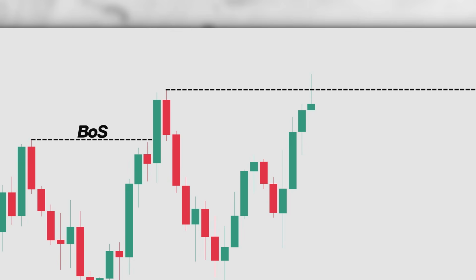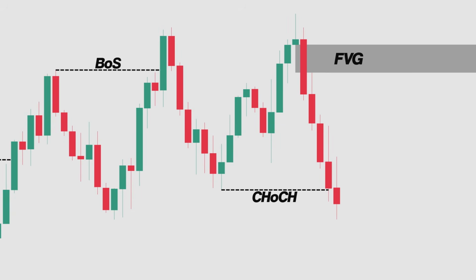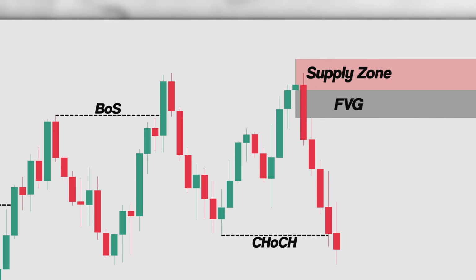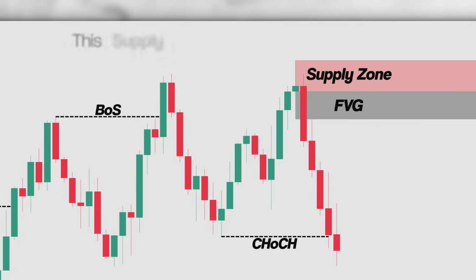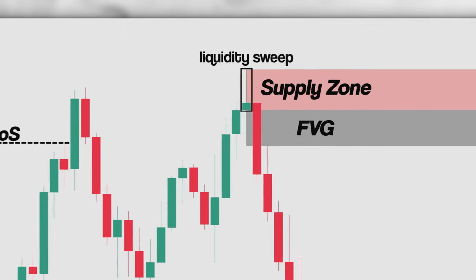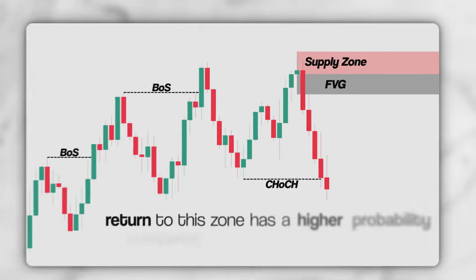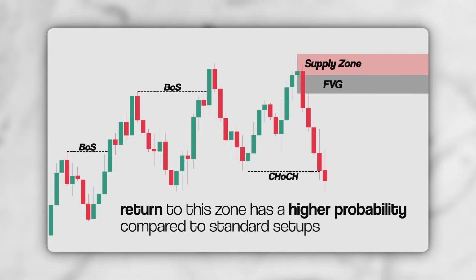After the liquidity sweep, we see a clear change of character, followed by the formation of a fair value gap. This confirms that market control has shifted and that a valid supply zone has been created. This supply zone is the key level in this scenario because it forms after a liquidity sweep and a structural shift. A return to this zone has a higher probability compared to standard setups.